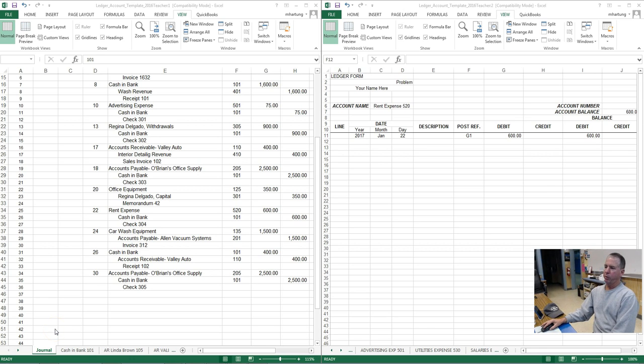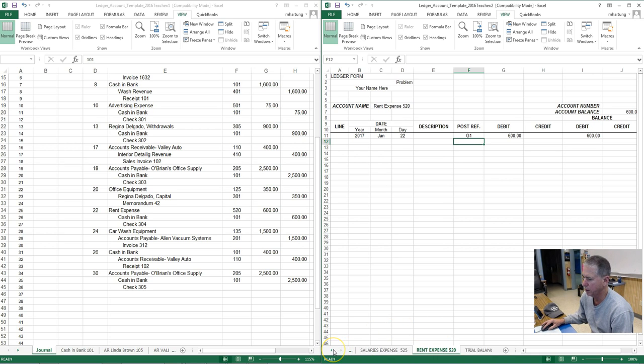Next up, let's go ahead and do a trial balance. We've got all of our journal transactions posted to the general ledger, and so now we want to do a trial balance. A trial balance is a listing of all the accounts in the ledger and the balances. The point of the trial balance is to determine whether or not the total of debits equals the total of credits.